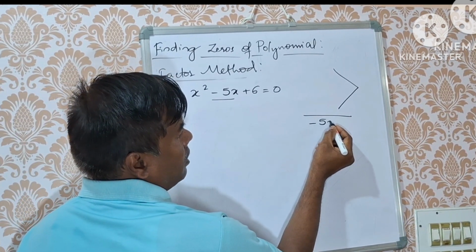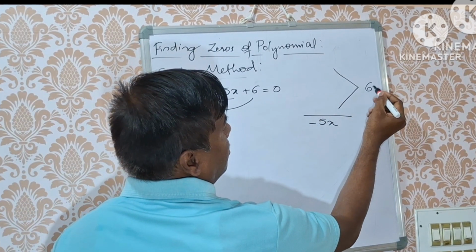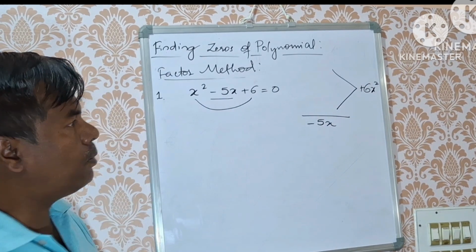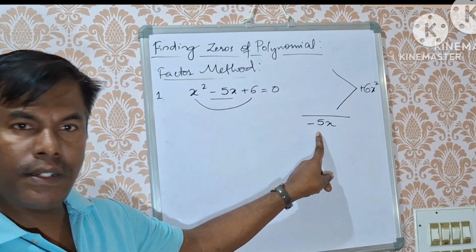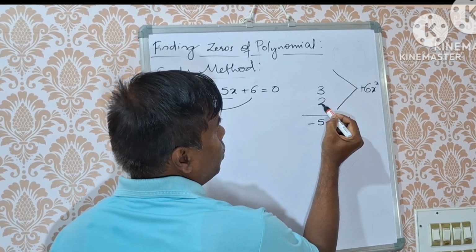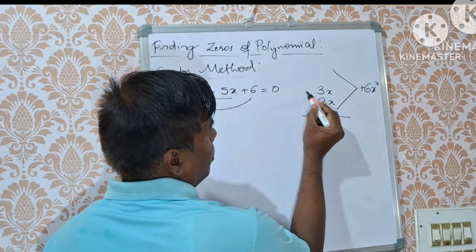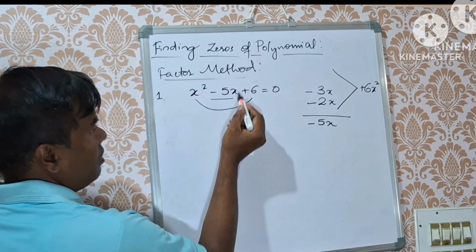That means minus 5x into 2 terms. Multiply these 2 terms and write here 6x square, and resolve this term. Which are the 2 terms? If we multiply, we get 6x square, and if we add, we get minus 5x. That is 3 and 2 x. This is minus, so minus 3x, minus 2x, minus 5x. Minus into minus plus 6x square.